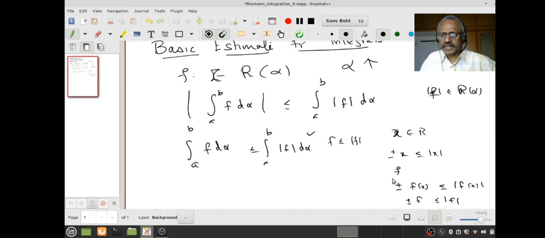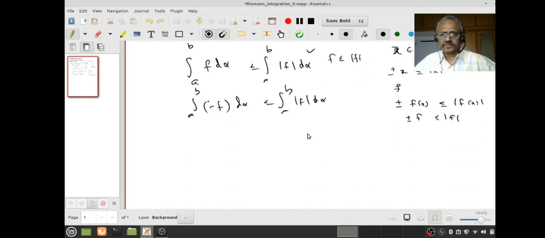And similarly, minus f is less than or equal to f, therefore I know integral a to b of minus f d alpha, this is a function now, is less than or equal to integral a to b of mod f d alpha. This is due to the monotonicity of the integral. But linearity of the integral says this is nothing other than minus integral a to b of f d alpha, right? Therefore, what do you think I have shown?